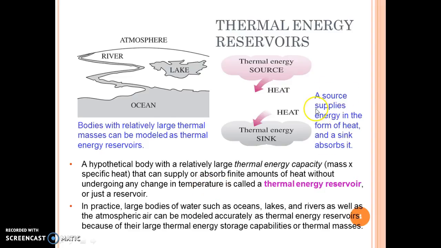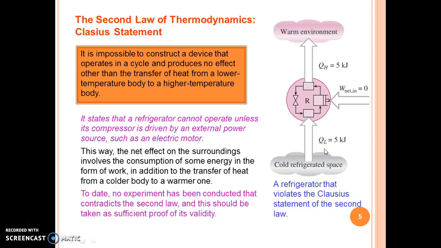Now, a source is a thermal energy reservoir that supplies heat. A sink is a thermal energy reservoir that absorbs the heat. Now, this is the main law upon which we can explain the concept of a refrigerator and a heat pump, which is the Clausius statement, where it states it is impossible to construct a device operating in a cycle producing no other effect other than the transfer of heat from a low temperature body to a high temperature body.